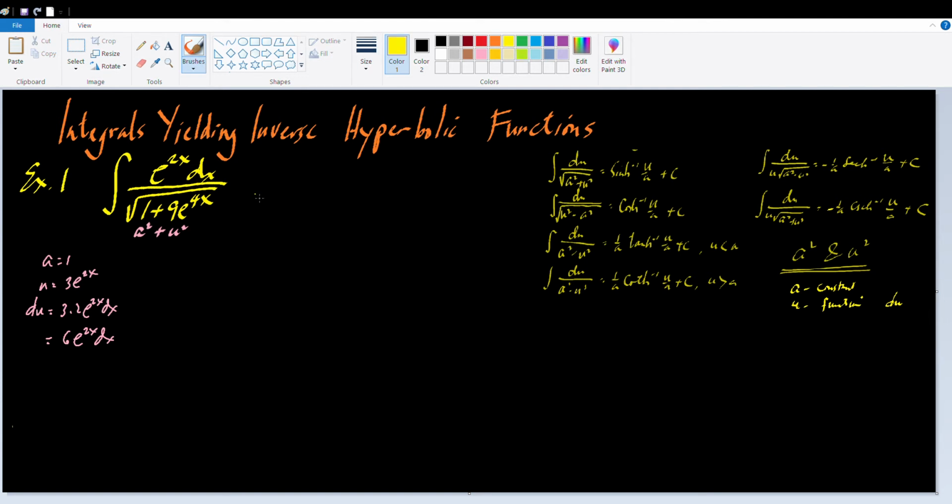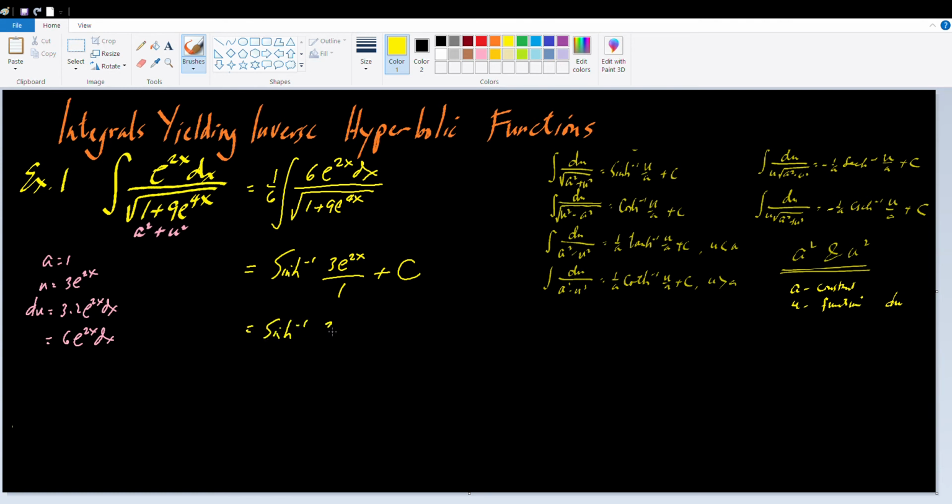So let us complete this as 6e to the 2x dx times 1 over 6 over the square root of 1 plus 9e to the 4x. So it is of the form du over the square root of a squared plus u squared. So our answer here is inverse hyperbolic sine of u, which is 3e to the 2x, all over a, which is equal to 1, plus c. Or we just write this as inverse hyperbolic sine of 3e to the 2x plus c.